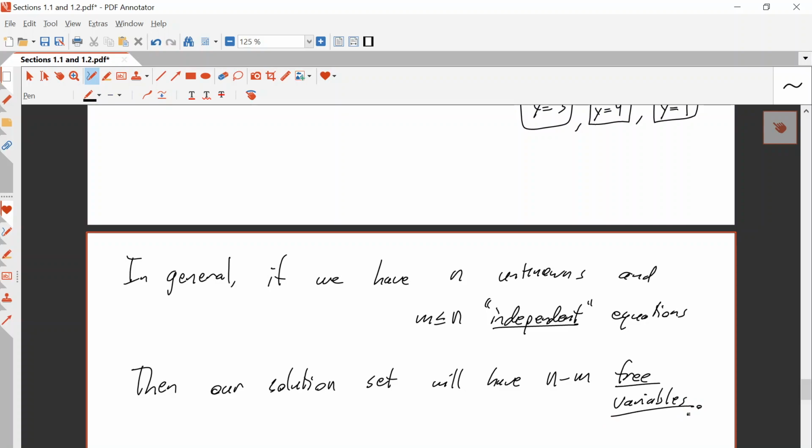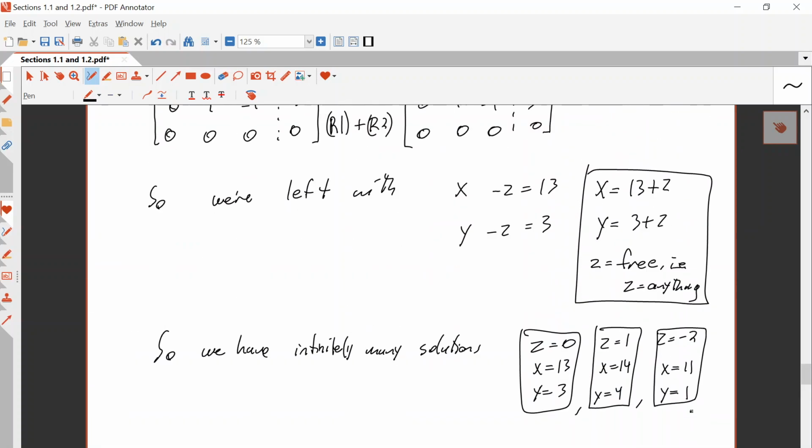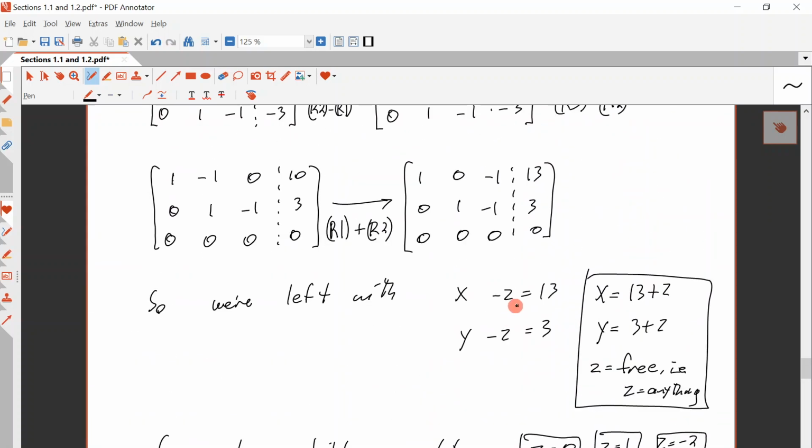Freely chosen values. Okay, so up here we had 3 unknowns and 2 independent equations gave us 1 free variable. And when you organize it like this, you have a leading coefficient of 1 and zeros everywhere else in the column, a leading coefficient of 1 and zeros everywhere else in the column, and then the free variable is here in the last column.